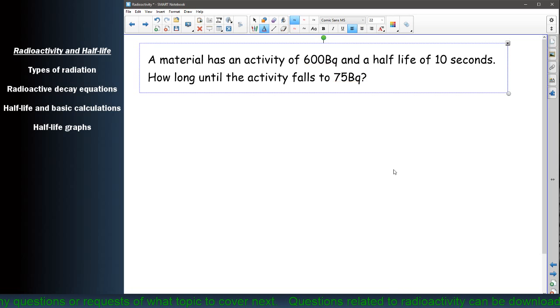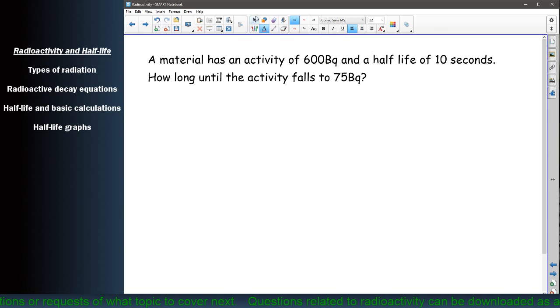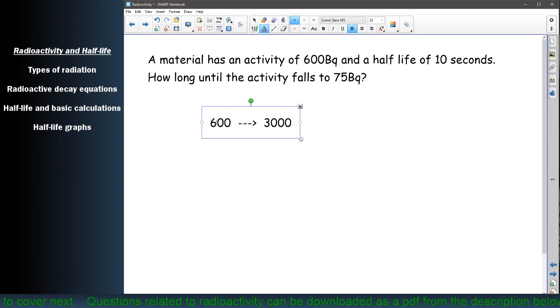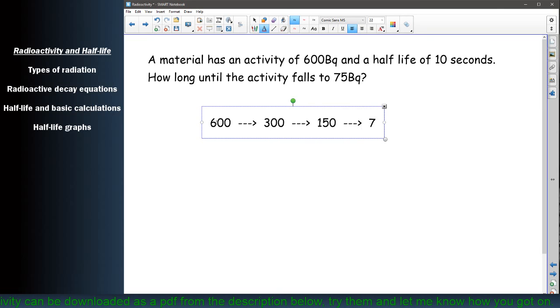Right, so what we do in this situation is we try and logic this through. If I start at 600 becquerels, after one half-life I'm going to have half of that, so that's 300. Then after another half-life, I'm going to end up at half of 300, which is 150. And then after another half-life, I'm going to be down at 75 becquerels, which is exactly what I wanted.